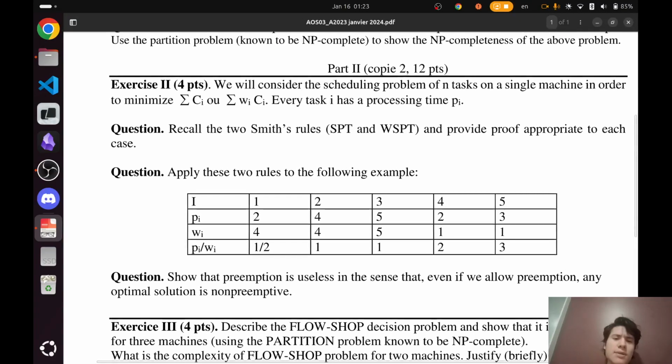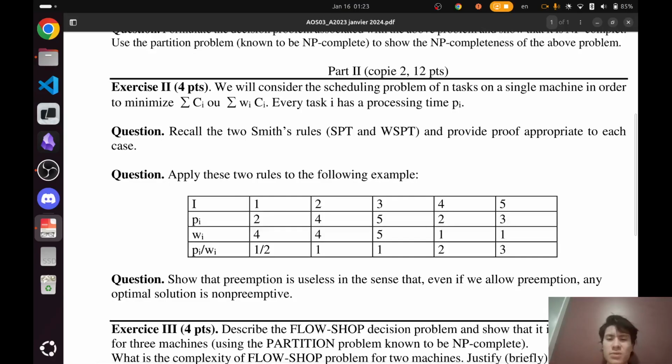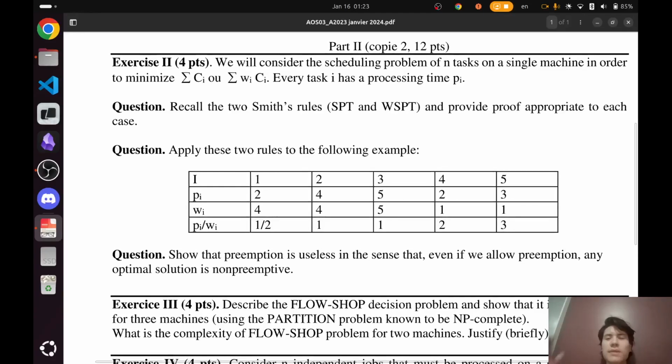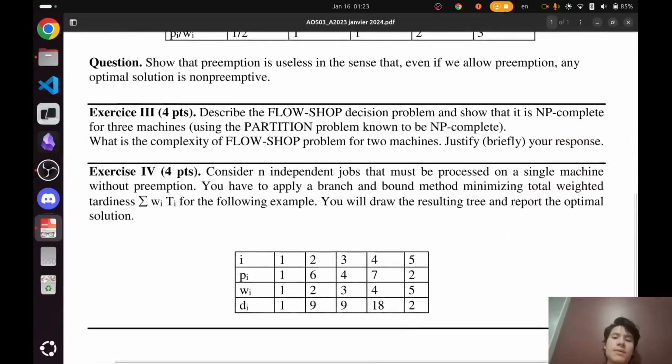There is this algorithm, the Smith algorithm. There are 2 types, the SPT and WSPT, but it's really simple. Essentially, we have a scheduling problem on a single machine, and we want to minimize the sum of the completion times. The way to solve it is to order by the processing time and schedule the tasks that take the least amount of time first. And if some tasks have a priority, a weight, you compute a ratio and sort by this ratio. That's it. Then we have the flow shop.